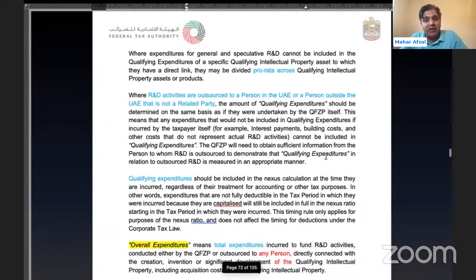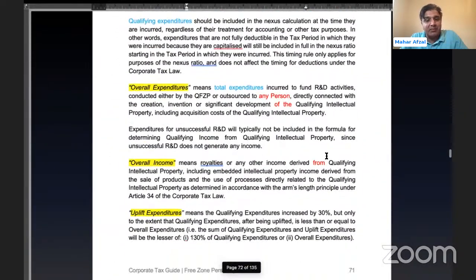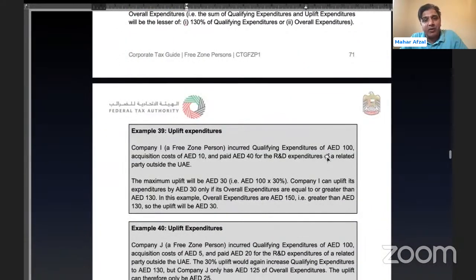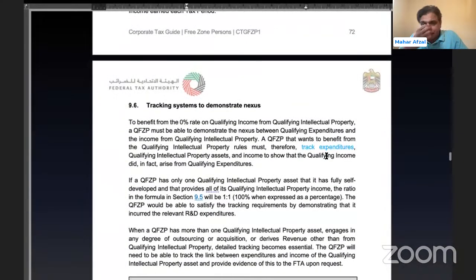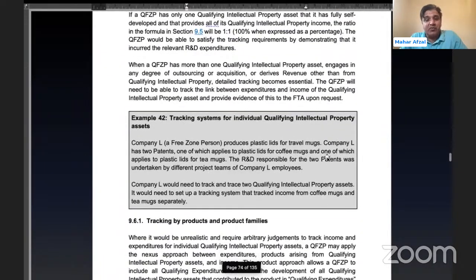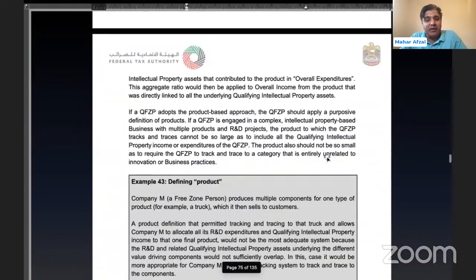You can go through this. They have given the example. I have told you the crux, basically what is the reason and how you can calculate the qualifying income of the qualifying intellectual property. You need to have the tracking system for the expenditure you are incurring. You need to have the tracking system.